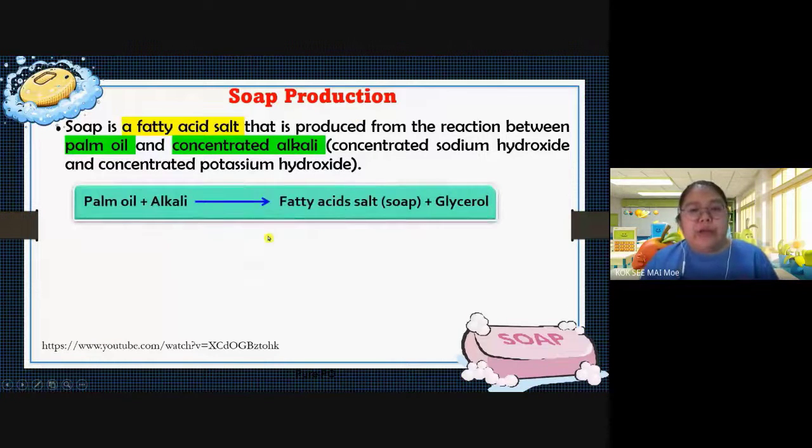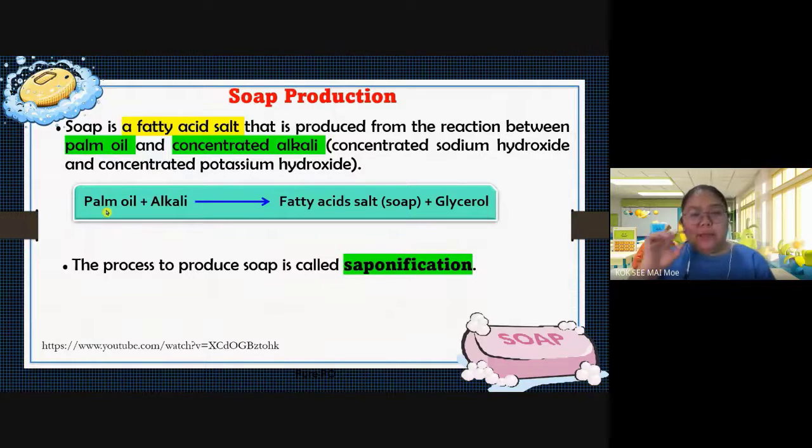So from here you can write the equation. Palm oil adds alkaline, they produce a fatty acid salt, that is soap, the soap you take a bath with, and also glycerol. This is a simple process. It is not exactly like the soap you buy, because that one already has chemical additions. When you buy it, it has a smell and different shapes, so that one is already modified. This one is the original, simple way to produce the fatty acid salt, that is soap, and also glycerol.